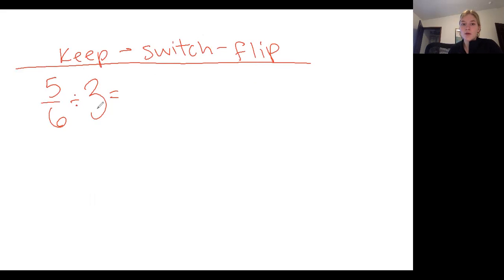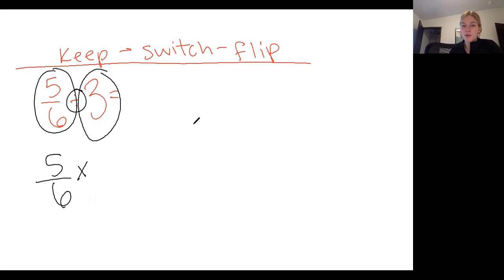All right, so I'm going to rewrite this. This helps me from it getting too messy and cluttered. You can do what you want though. All right, so I need to keep 5/6. And then I need to switch my sign from division to multiplication. And then I need to flip my 3.